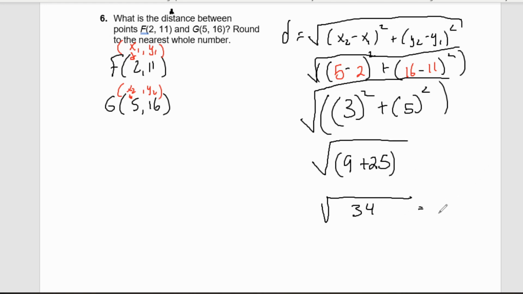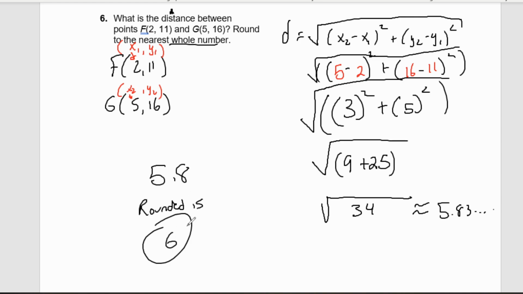And the approximate value of the square root of 34 is 5.83 something. But since I only need the nearest whole number, I really just need the 5.8. And rounding that is just 6. So this is 6 units to travel from F to G approximately. That's our nearest whole value.